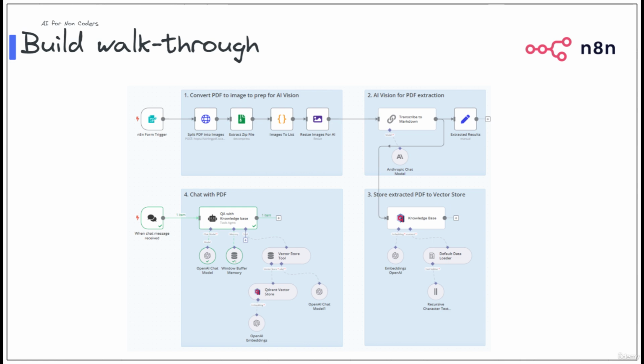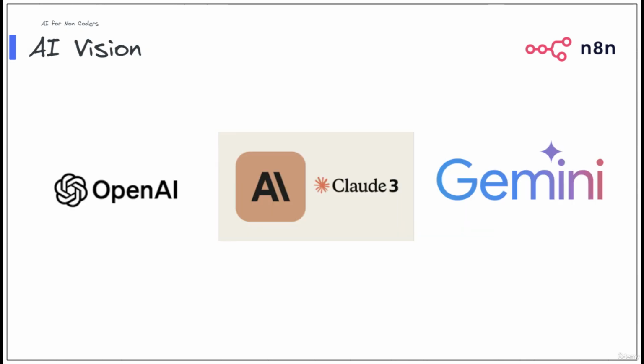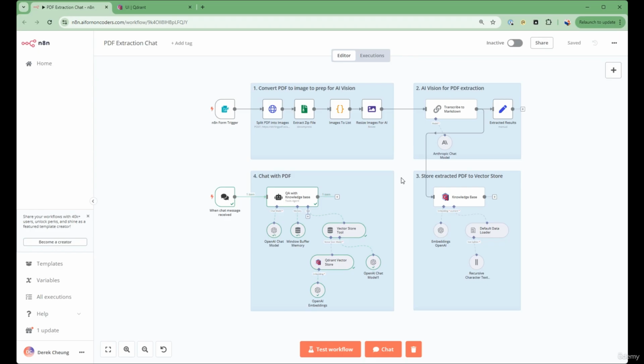For this build, we are using the Anthropic Claude series Sonnet model for AI vision. It is one of the best ones out there, and in my testing for this use case of PDF data extraction, I found it to perform the best. But there are other good ones as well, models like OpenAI ChatGPT-4 and Google Gemini models, which are also very capable of AI vision. All right, so let's go ahead and do this detailed walkthrough.